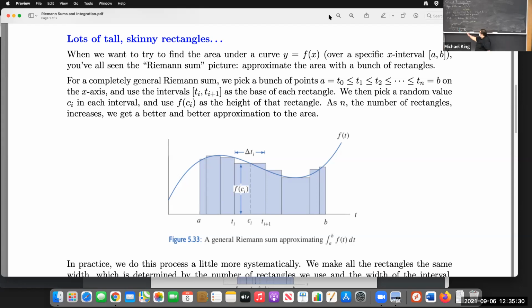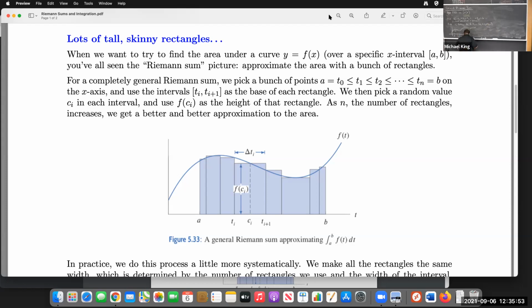It could be very close to one or the other. Actually, to be frank, I really should say something like this: T sub I less than or equal to C sub I less than or equal to T sub I plus 1. Just making things a little more formal.